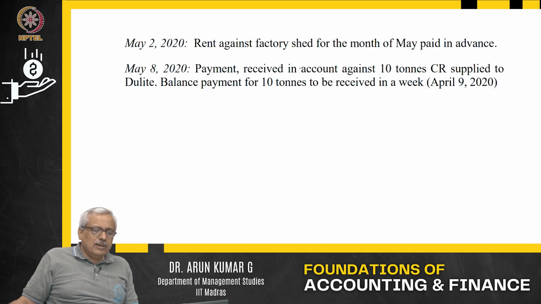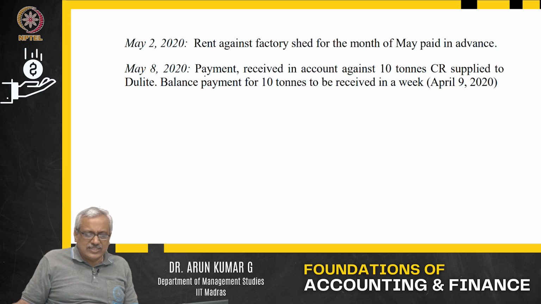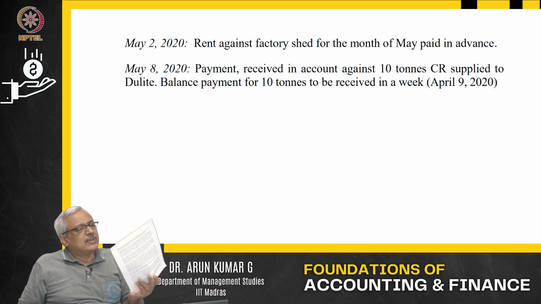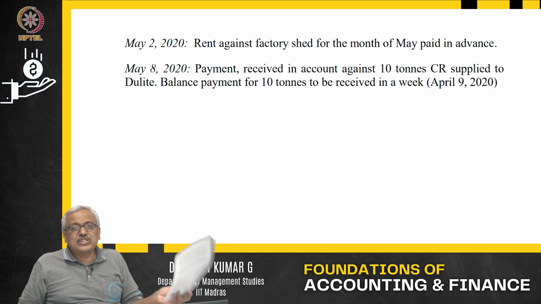Now I go back and read: payment received in account against 10 tons of CR supplied to Dulite. The balance 10 tons to be received in a week. That is what happens. Go to the April 9th transaction. April 9th, you executed an order from Dulite.